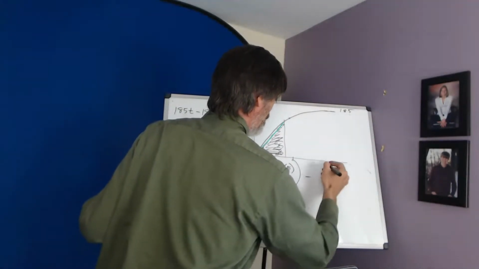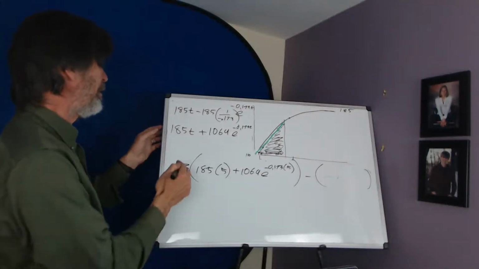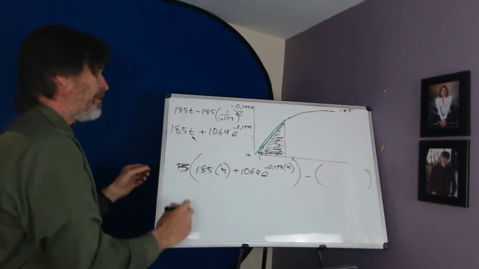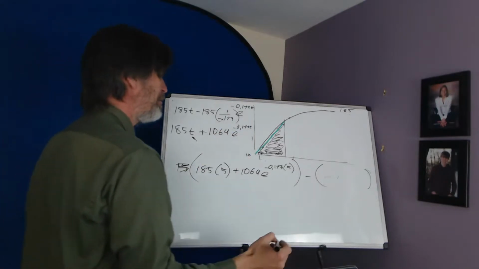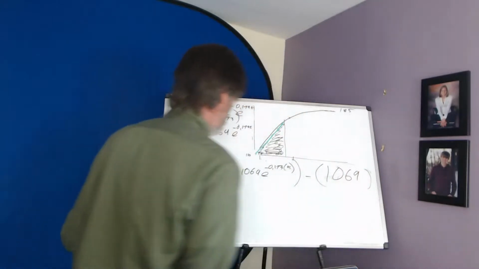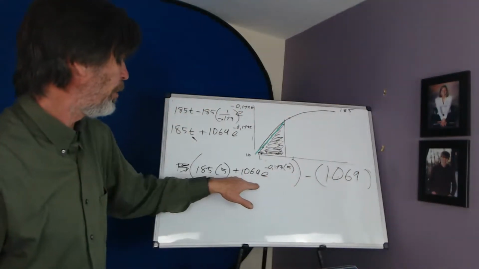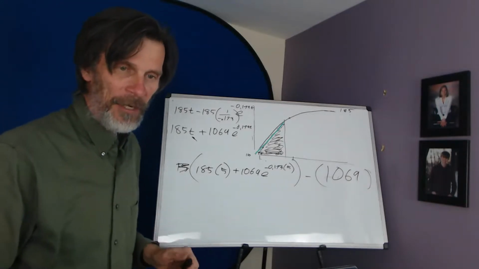Subtract off from that the value we get when we plug in 0. And I'll do that second part for you because it's easy. If I plug 0 in here, I get 0. If I plug 0 in here, I get e to the 0, and e to the 0 is 1. So this is 1069. Someone with a calculator, please run this number through and let me know what you get.